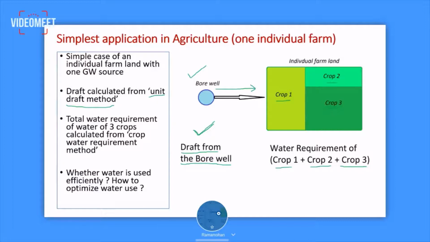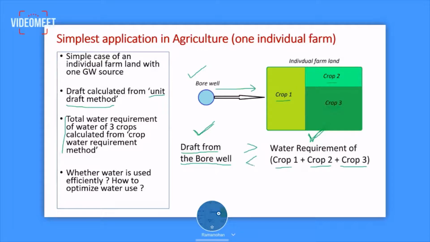So the total water requirement of these three crops is calculated using the crop water requirement method. Now, if I try to compare these two, I have the same amount of water, the same thing, calculated in two different ways. One is the draft, and another one is the water requirement. So just guess whether the draft from the borewell will be more than the water requirement of the crops.